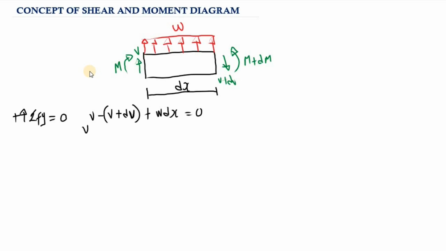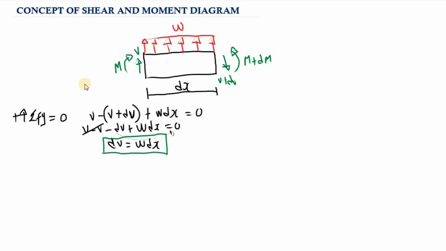So now, the negative is going to multiply everything inside the parentheses. So we have negative V, then negative multiplied by positive is negative. This is negative dV, then plus W ds is equal to 0. So the V's are going to cancel out. So we are left with negative dV plus W ds. If we move this to the right side, we are basically going to have dV is equal to W ds. So this is the value of dV.